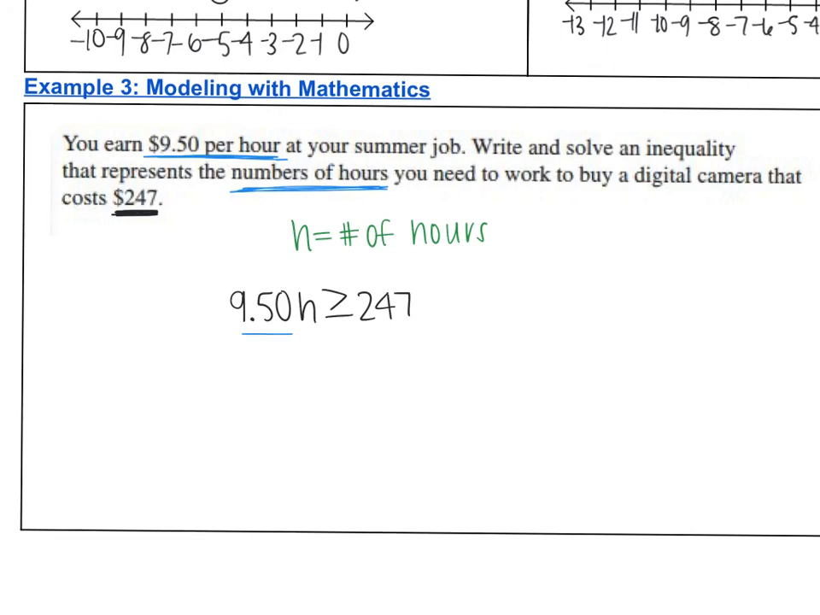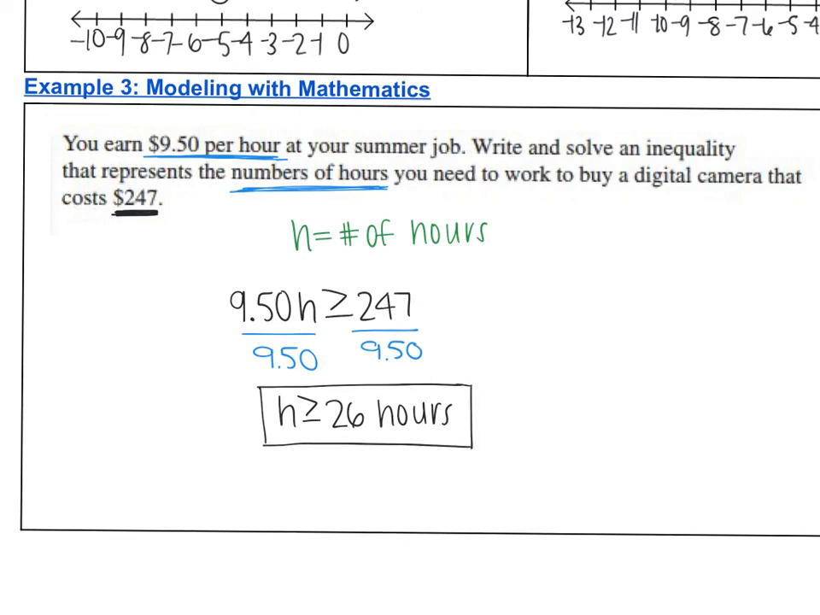I need to solve this by dividing by 9.50 on both sides. I'm not dividing by a negative, so I don't switch the symbol, so I'll leave it as h is greater than or equal to. And I'll calculate 247 divided by 9.5. That's 26. I'll go ahead and label this 26 hours. So I need to work more than or equal to 26 hours.